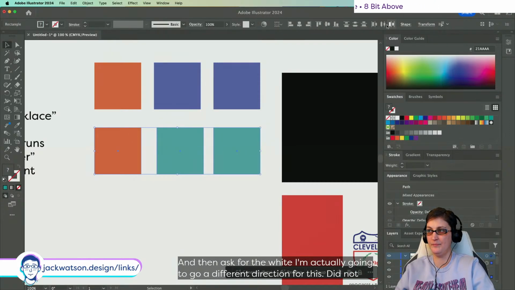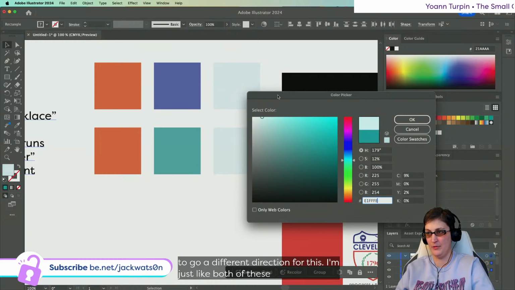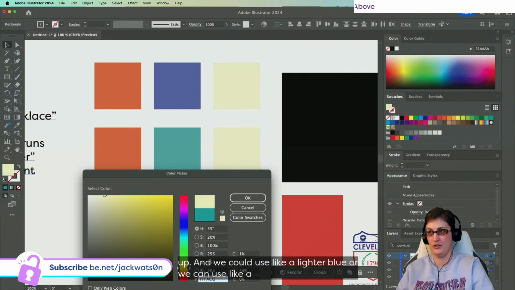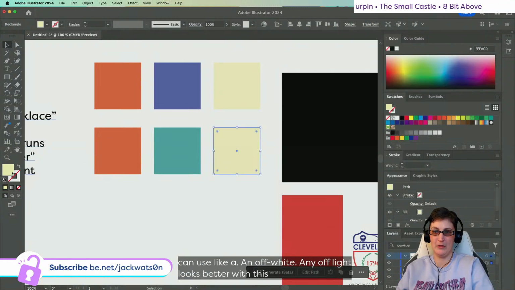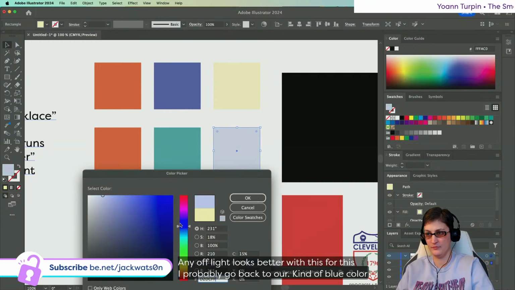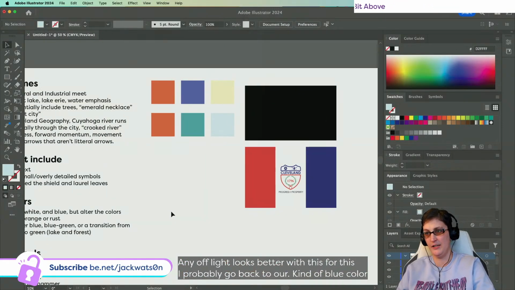Did not align. I'm gonna select both of these, and we're gonna go up. And we could use a lighter blue, or we can use an off-white. I think the off-white looks better with this. For this, I'd probably go back to our kind of blue color instead.